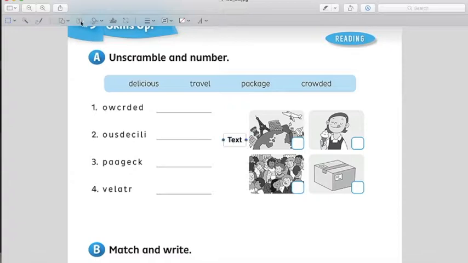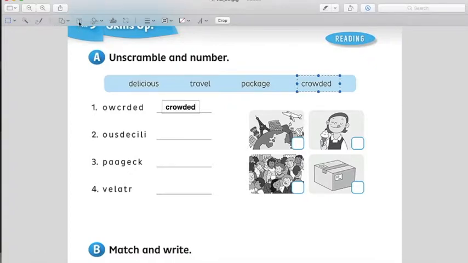For number 1, we have to see what these letters spell out. We have O, W, C, R, D, E, D. It looks like it would be crowded. If we just change these words, O has an O, W has a W, C has a C, R has an R, D has a D, two D's and an E. So this would be crowded.